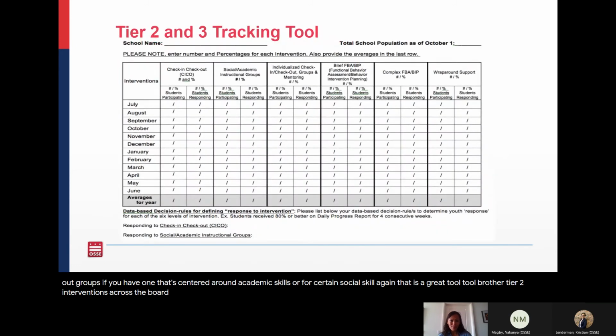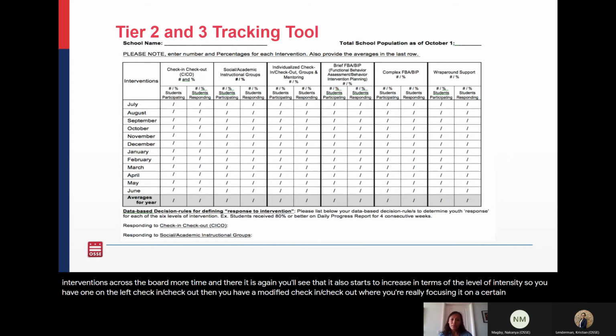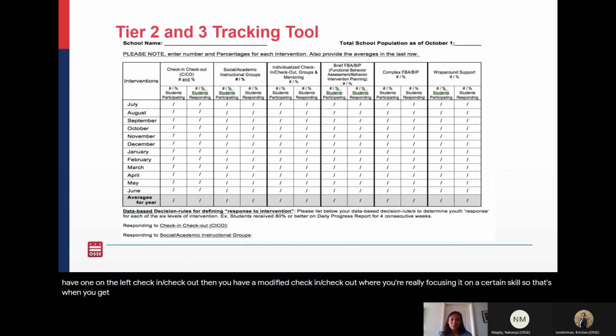Okay, one more time, there it is. Again, you'll see that it also starts to increase in terms of the level of intensity. So you have from the left check in and check out, then you have a modified check in and check out where you're really focusing it on a certain skill. So that's when you get your overall school expectations and you may tailor it to a certain social or academic skill.